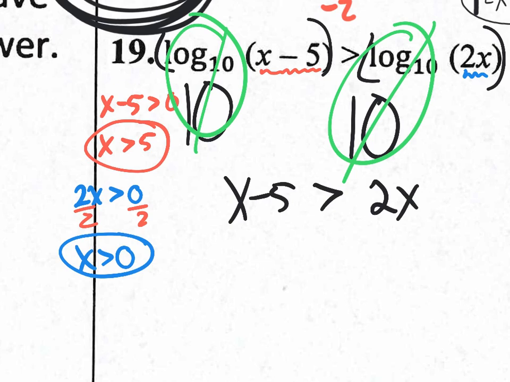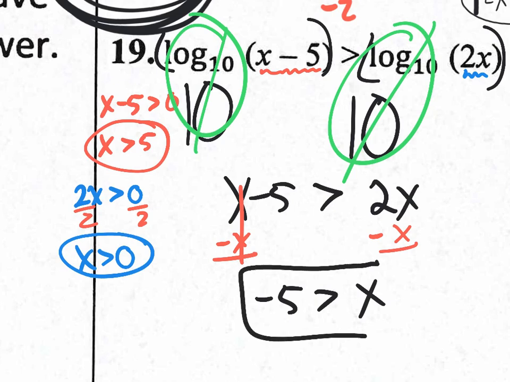And then we solve by moving x's to one side and getting x by itself on that one side of the inequality. So what we have here is 2x, take away 1x, that is x. We do have the answer right here. X is less than negative 5, but it's read backwards here. Negative 5 is greater than x.